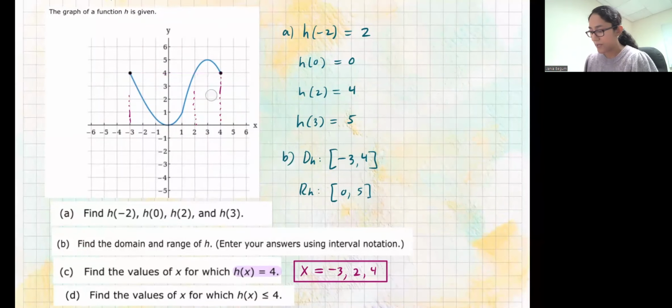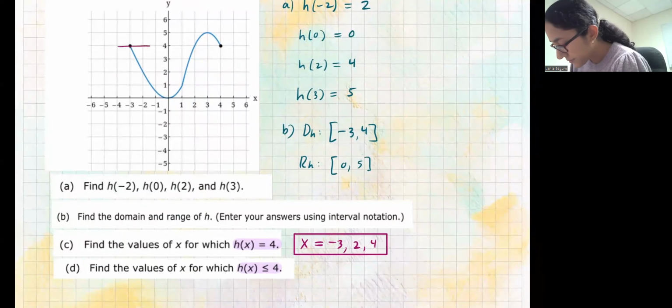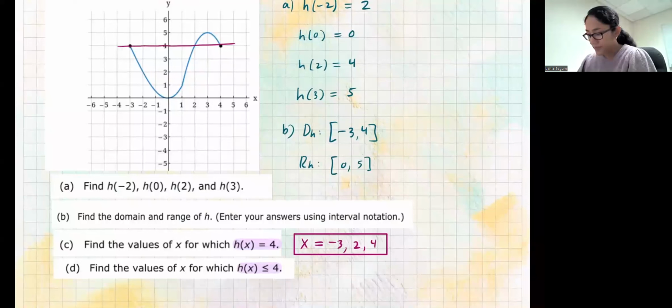All right, now for the last part, we're going to figure out what are the x values when h of x is less than or equal to 4. That means you want the y values to be 4 or less. So again, let's consider that horizontal line one more time right here at 4. And we want y values to be less than 4. So less than 4 are right here. So these are the ones. We want all of this because they're all less than 4. And then we also want this one because that's also at 4.